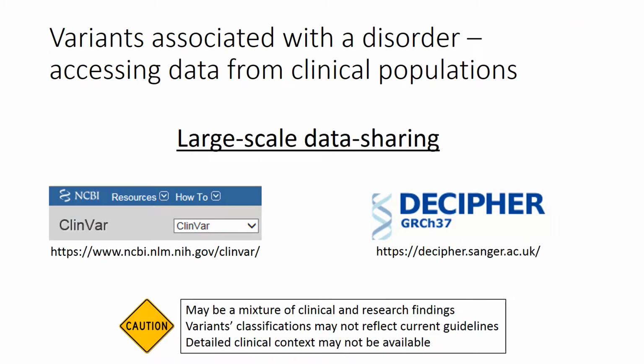Large-scale data sharing has become an extremely valuable means of pooling data across clinical laboratories, institutions, and databases. ClinVar and Decipher both represent publicly available databases of clinically obtained genomic variants, both sequence level and structural variants. Remember that the classification of a variant in ClinVar, known as an assertion, comes from the individual submitter, not from ClinVar specifically.